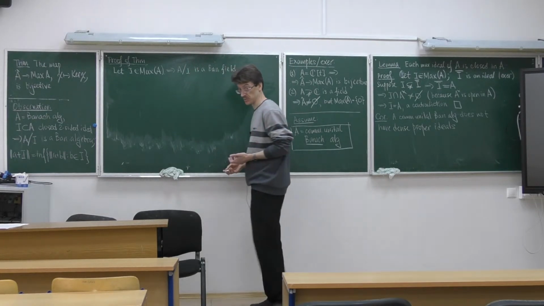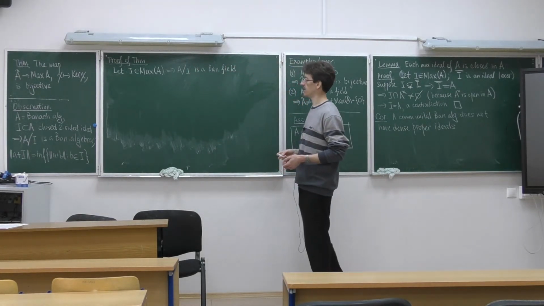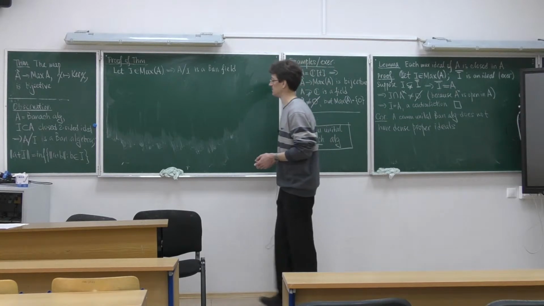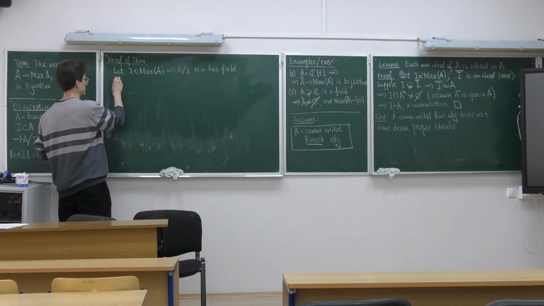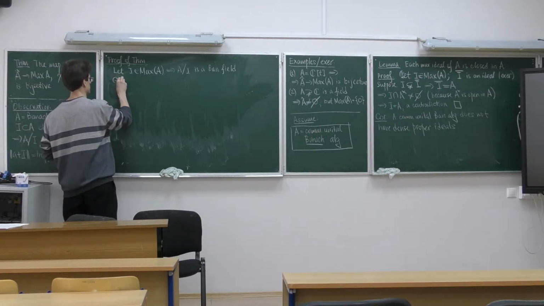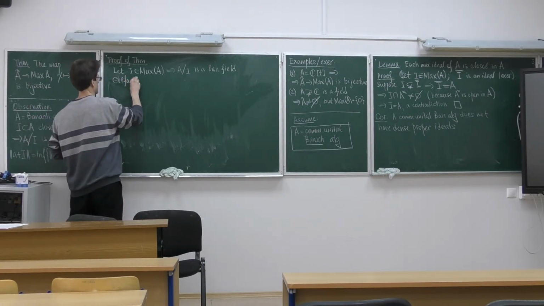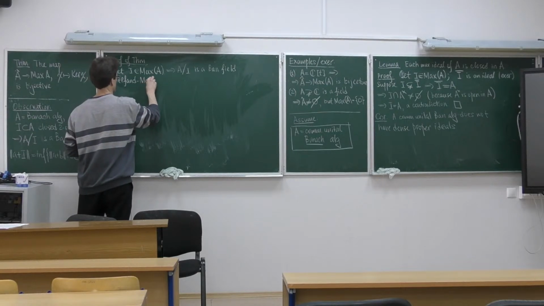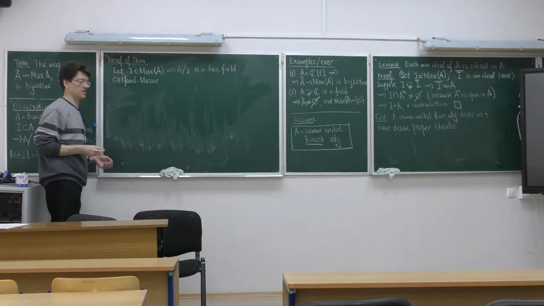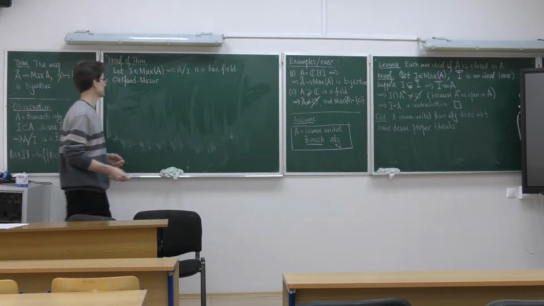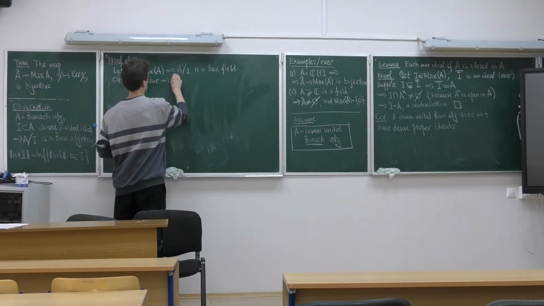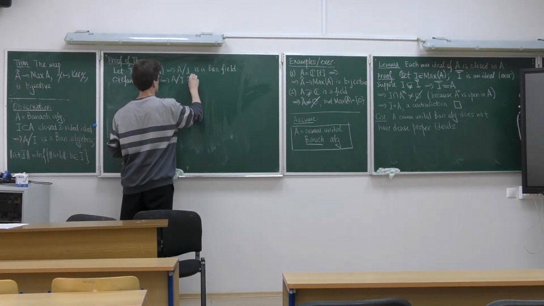It's a Banach algebra because I is a closed ideal, and it's a field because I is maximal. So it's a Banach field. And now let's recall the Gelfand-Mazur theorem, which states that any Banach field, or more generally any Banach division algebra, is actually the complex numbers. So this algebra is isomorphic to the complex numbers.